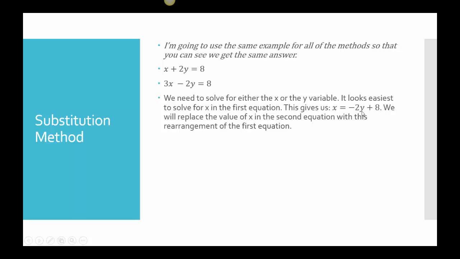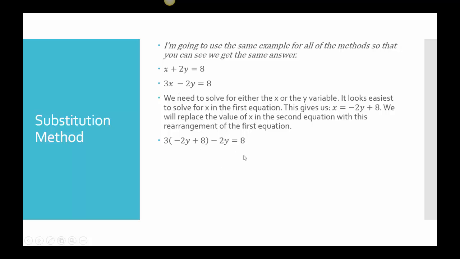And you can see right here, I just pushed this 2y over. Now I have x is negative 2y plus 8. I'm ready to do substitution. So I take this x equals negative 2y plus 8, and I'm going to plop it into this equation here. So now I have 3 times (negative 2y plus 8) minus 2y is 8. Do you see why this is called substitution? I took this value and I subbed it in here, and now this lets me solve.